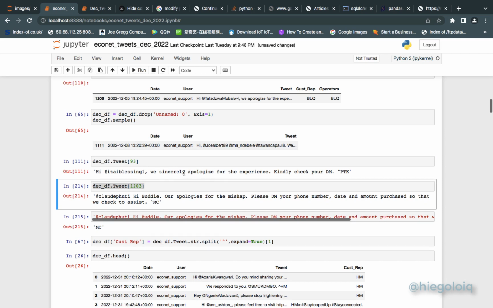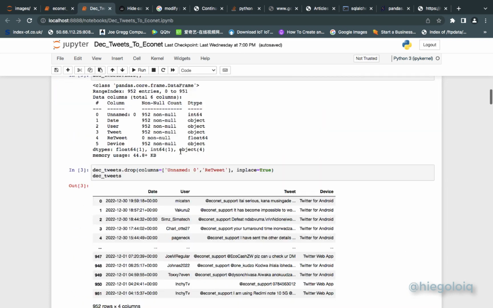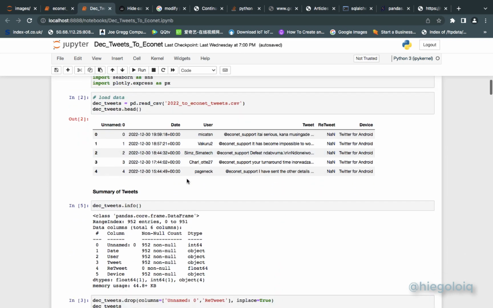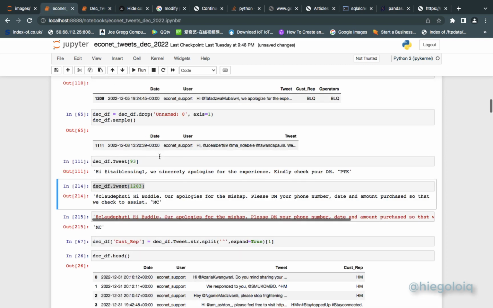Here you see an Econet customer service representative responding to this person, and the language is very polite. I like that about them: "Sincerely apologize." I want to give you a comparison. Just check this one here at the top: "It's been becoming impossible to defeat the boomer. Your turnaround time." The language is really not that happy. But here we see, "We apologize."